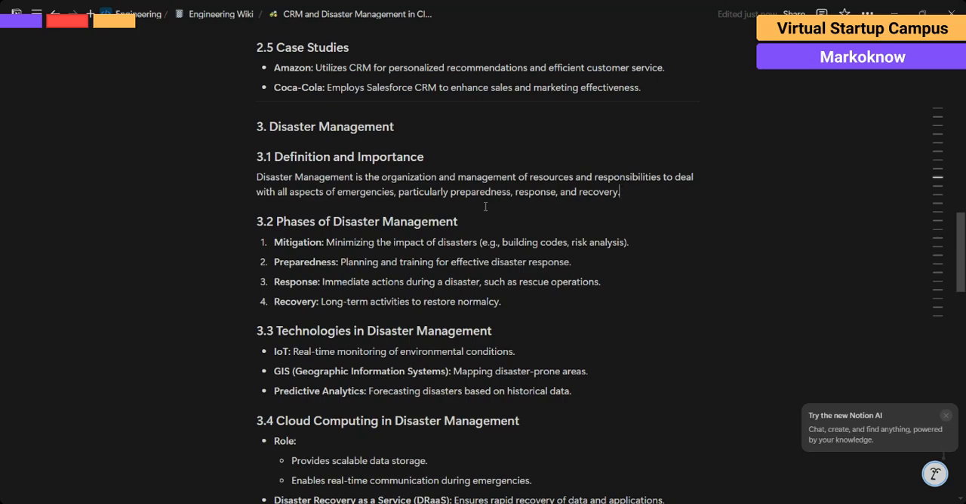Phases of disaster management: mitigation, like minimizing the impact of a disaster, building a course risk analysis accordingly. Like they are taking their trend, like our data and sales are going down, and that becomes a disaster for our company. On that basis, by analyzing it, we do the preparation.